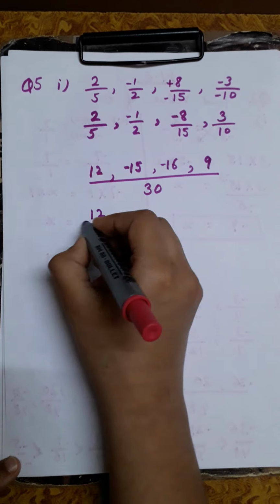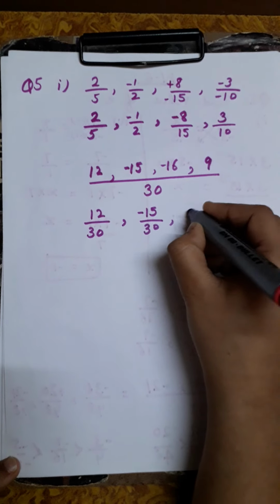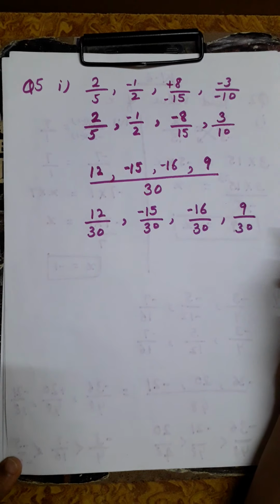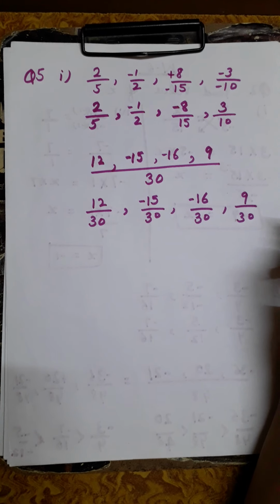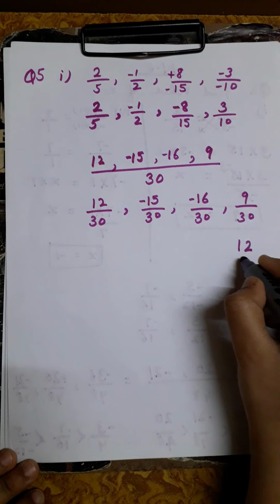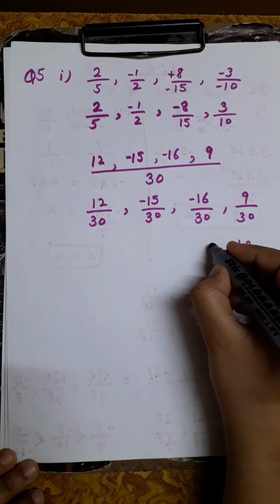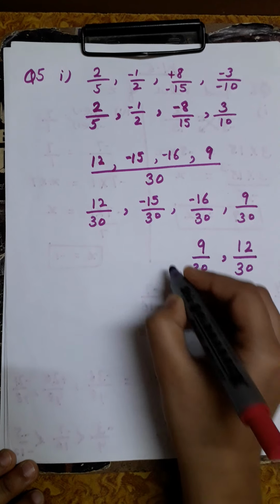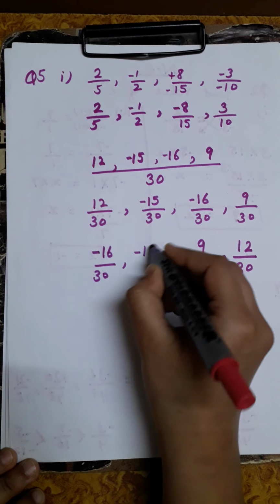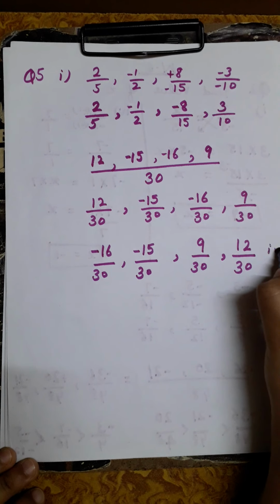So we'll separate out the four rational numbers. Now we have made the same denominator in all of these rational numbers. So what we'll do now, we'll arrange. We know 12 is the highest number here. So 12 upon 30, then 9 upon 30, and minus 16 is less than minus 15. Now these numbers are arranged in ascending order.